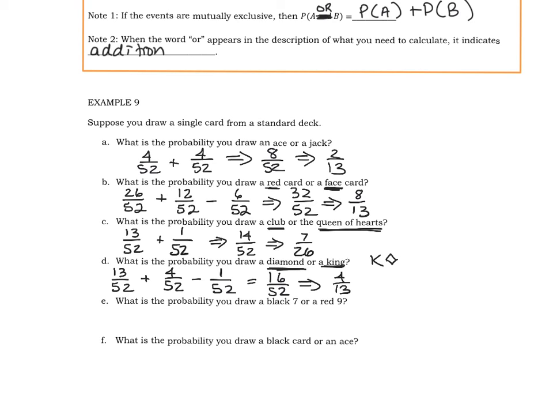Okay, what's the probability that you draw a black 7 or a red 9? Or means add. So cards cannot be both black and red, so we can tell right there that they are mutually exclusive. So black sevens. Well, I've got a 7 of clubs and a 7 of spades. So that's 2 out of 52. And a red 9. So I've got a 9 of hearts, 9 of diamonds. That's 2 of them. And that's 4 out of 52. Which gives us 1 out of 13.